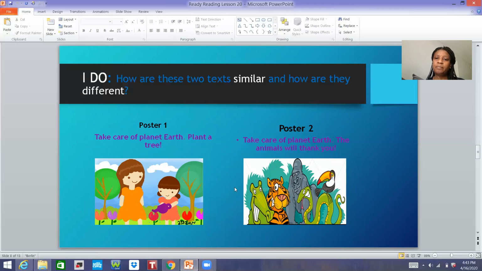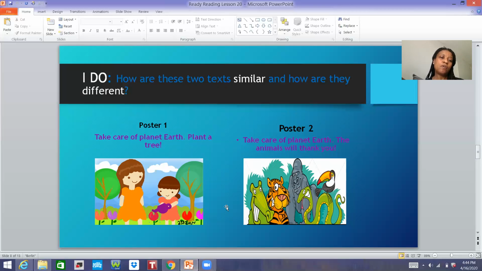Poster 2, we see a picture of animals. And behind these animals, we see trees. So I'm assuming these animals are somewhere in the jungle or in the forest. And poster number 2 says, take care of planet Earth. The animals will thank you.